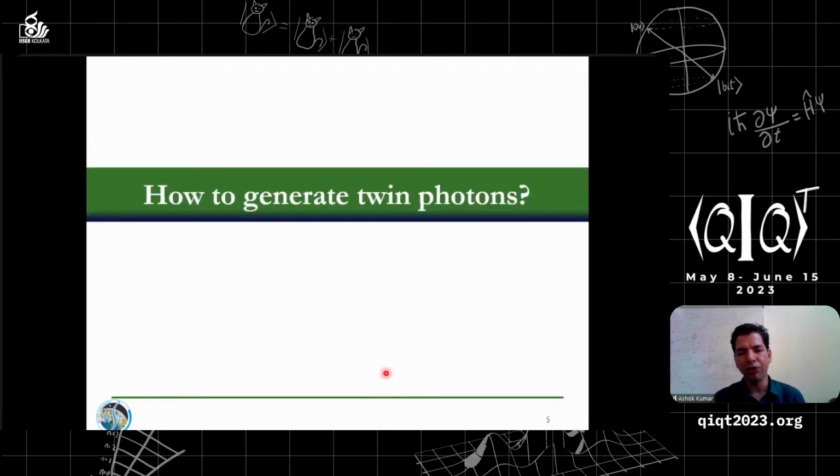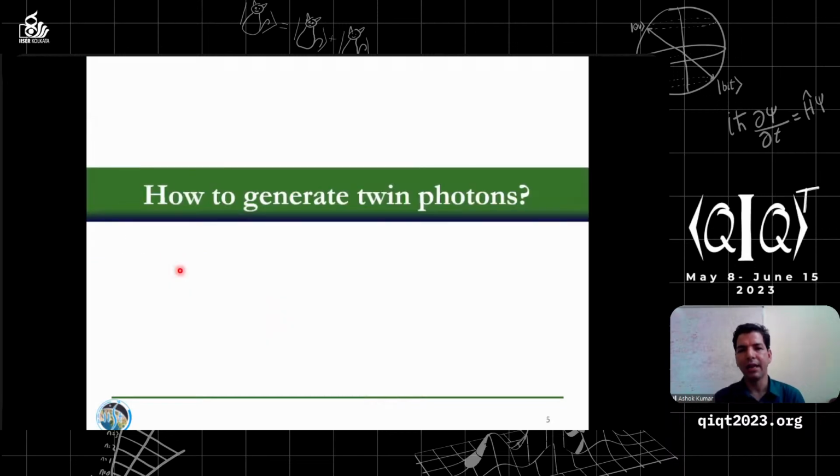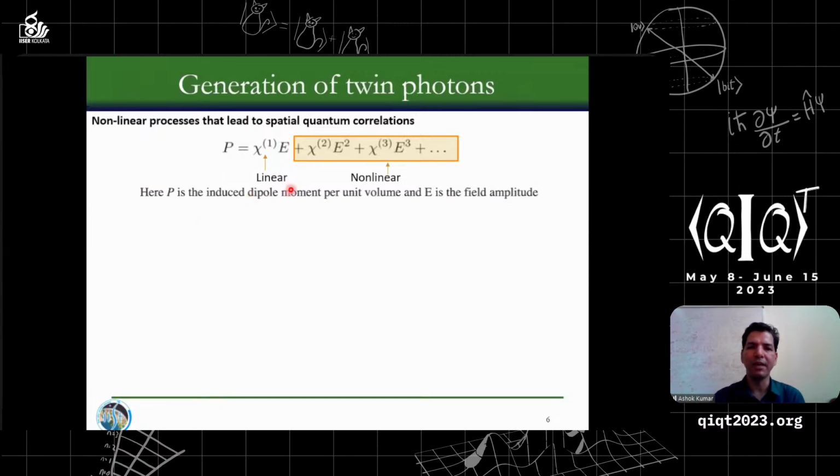Now, of course, I have introduced the spatial quantum correlations. The important point is, how do we generate those pairs of photons? Of course, there are many techniques, and the most prominent technique that we use is the nonlinear optical interaction. You know that when you shine a laser or electric light onto a medium, you polarize your medium.